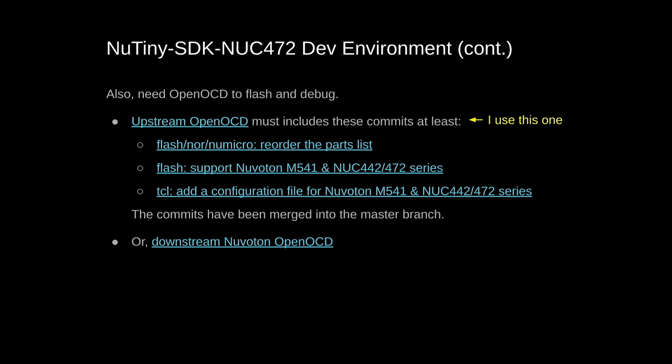I use the upstream OpenOCD, and it must include these three commits at least. Originally, I cherry-picked the downstream Nuvoton OpenOCD's commit, and then arranged and discussed it with upstream. After review comments, I split the commits into these three patches. The first one reorders the part list of the original Nuvoton NCU list. Then I added support for Nuvoton's Cortex-M4 chips, including N541, NUC444 and 472 series. Then I added the configuration file for the target chips into OpenOCD.